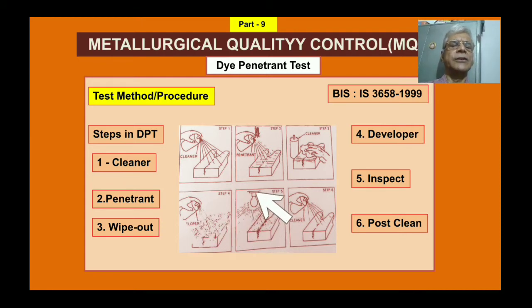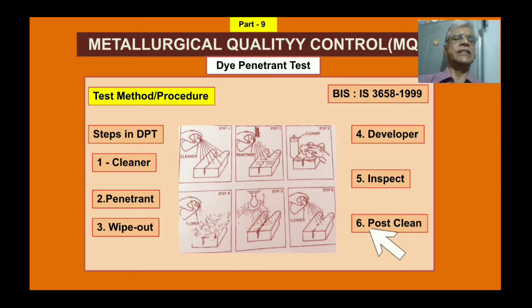This shows a light, basically for fluorescent. Otherwise, with naked eyes also you can see the red dye color. You can see it through naked eyes. But in the case of fluorescent, like MPI, you have to see under black light. And then finally you have to clean again and keep it neat and clean. So these are the 6 steps: cleaner, penetrant, wiping out, developer, inspect, and then post clean. These are the steps.